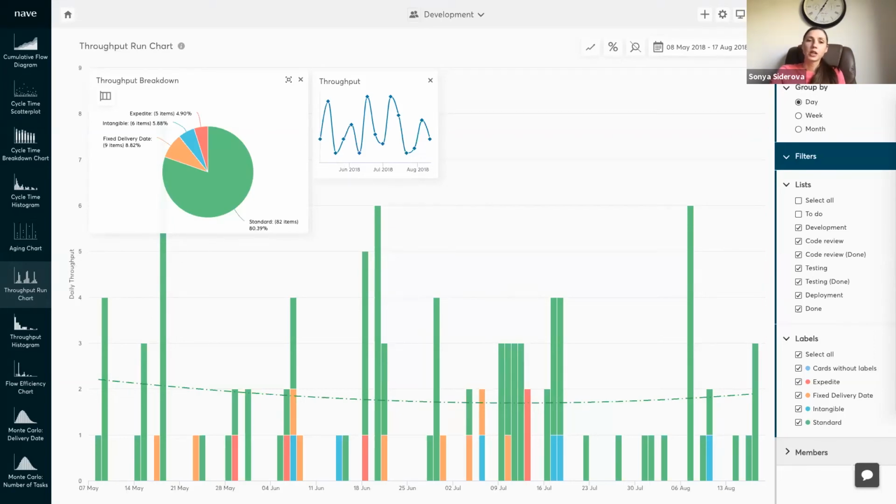The throughput line chart visualizes how trends have developed. Ideally, the line should stay even or increase smoothly. The closer the values are, the more stable your process.